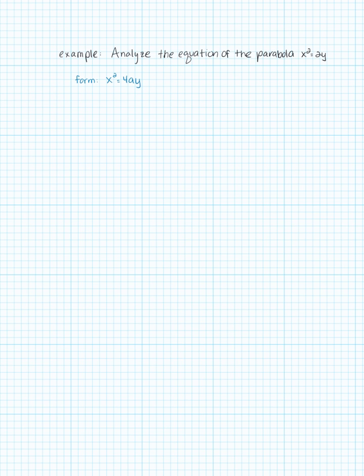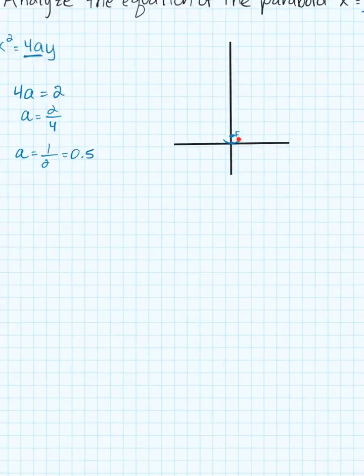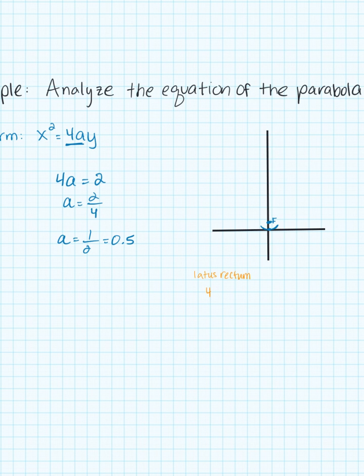Let's go ahead and practice using those different formats. Let's analyze the equation of the parabola x squared equals 2y. First of all, we'll notice that x squared equals 2y is of the form x squared equals 4ay. So that means that 4a is 2 in this equation. I can solve 4a equals 2 for a, and we see that a is 1/2 or 0.5. So that means the focus is not very far away from the vertex. I have a tiny little picture here. We have my vertex at (0, 0), and then my focus is just half a unit away.